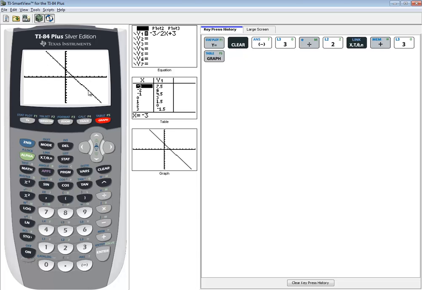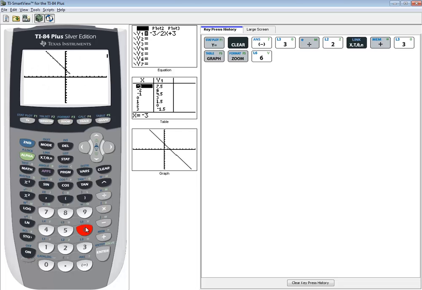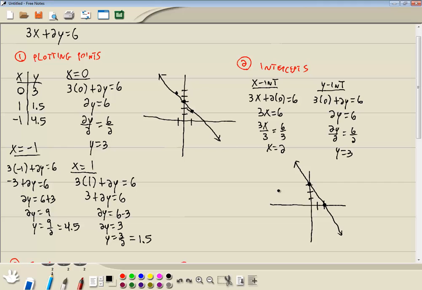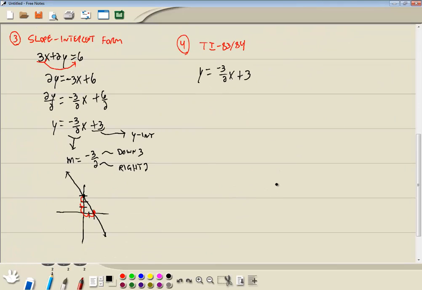And that'll give us our same graph. Now, if your window doesn't look like this, something's got messed up in your window. If you press your zoom and then choose 6 for ZStandard, that'll set it back to your standard viewing window, and then you should see this graph here. Now to exit out of graph mode when you're done, you do second mode. But that'll give us our same graph as what we found in the other 3 cases. So those are the 4 ways you can graph a line.